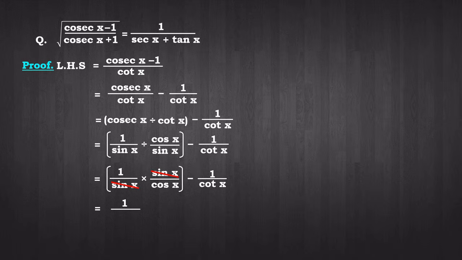Cancel the common factor, sine x. The expression becomes 1 upon cosine x minus 1 divided by cotangent x. We know that 1 upon cosine x is equal to secant x, and 1 upon cotangent x is equal to tangent x. Therefore, the left-hand side becomes secant x minus tangent x.